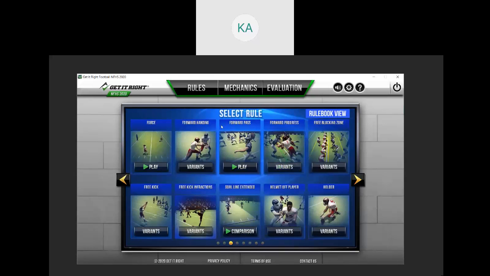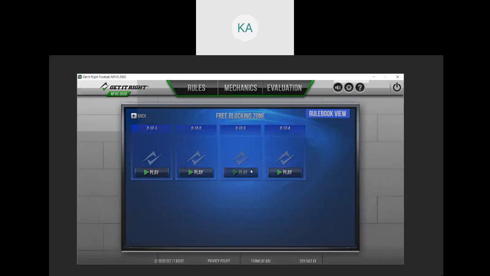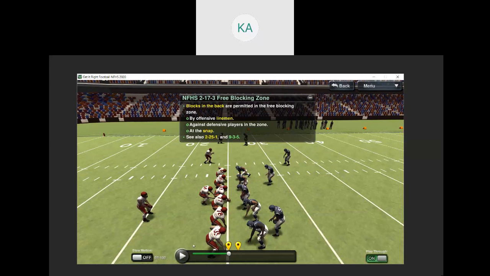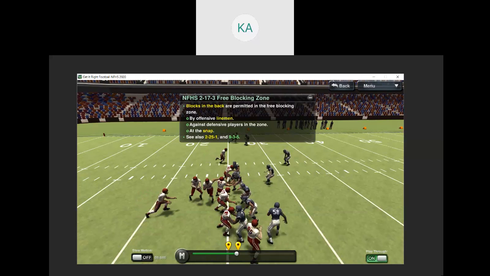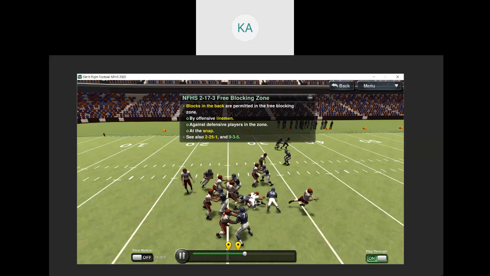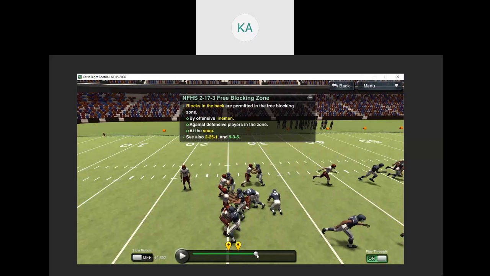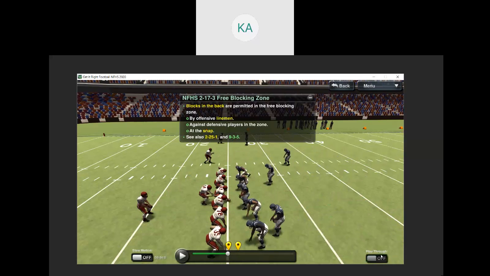Could you rerun the last play? Out of the free blocking zone? Yeah. Are you saying that that's a legal block? Yes. So you consider that at the snap? If they are in the free blocking zone at the time of the snap, then they're considered in that free blocking zone. Yeah, but how long does that last? Well, until the ball leaves the free blocking zone. So where is the ball?